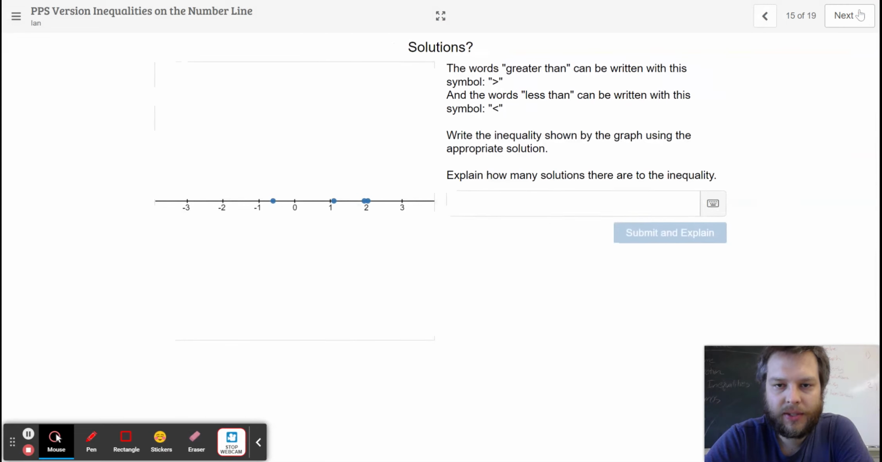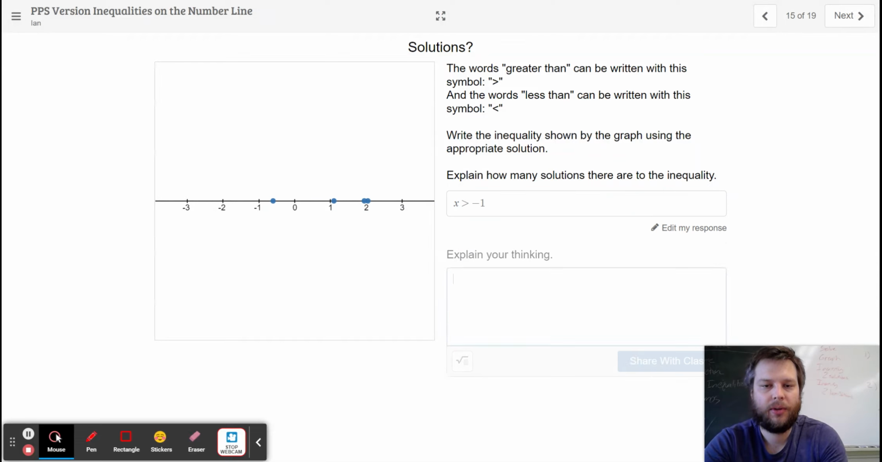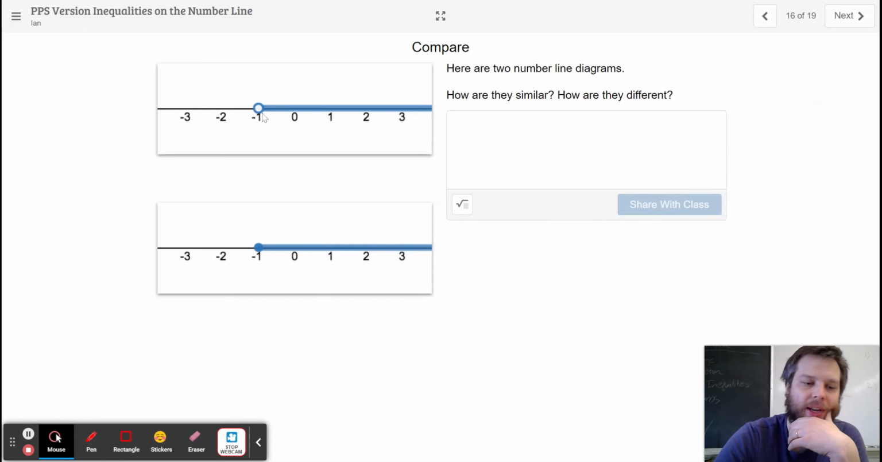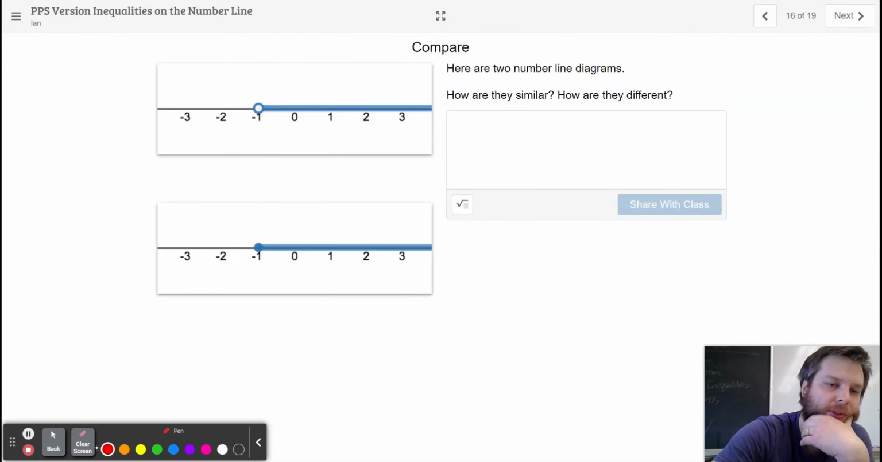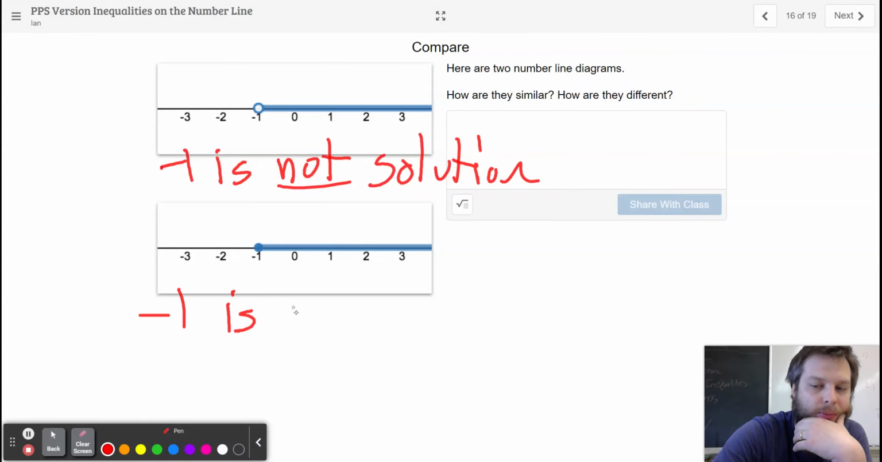All right, that's just the same thing. These are just solutions here. There's an infinite number of solutions. This is just saying x is greater than -1. Now, what's the difference between those? The difference is the top one has an open circle, and the open circle means that -1 is not a solution. But on the bottom graph, you say -1 is a solution.